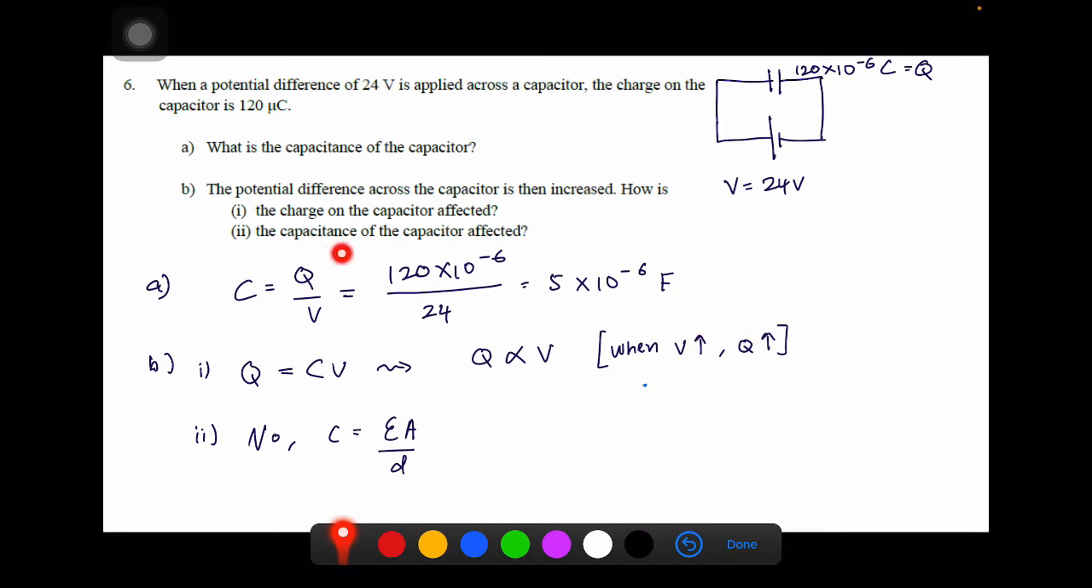The capacitance is not affected by the potential difference. It depends on the dimension. Let's say if for the parallel plates you now increase the distance or insert dielectric materials, then only can you have a change in capacitance.